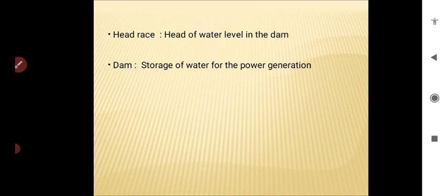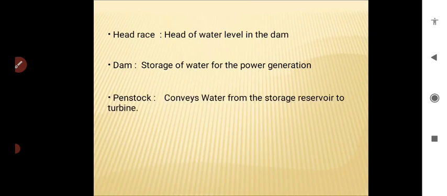First one is the head race. The head of water level in the dam is known as head race. And next one is the dam. It is a structure constructed across the river to store the water and create head. Dams are of different types like earth dam, masonry dam, steel dam, etc. Masonry dams are very common dams. A dam stores water for power generation.